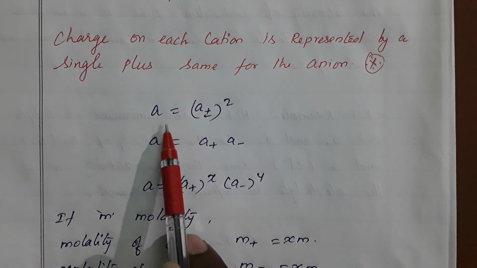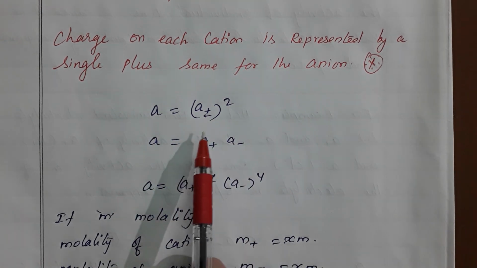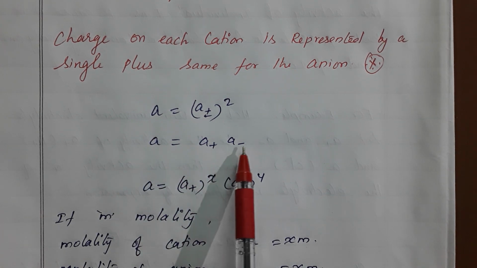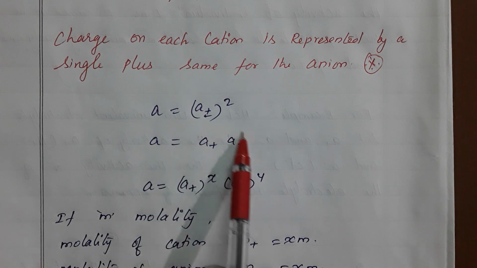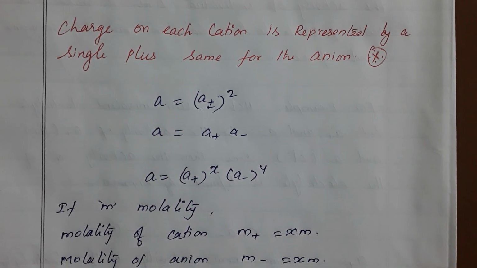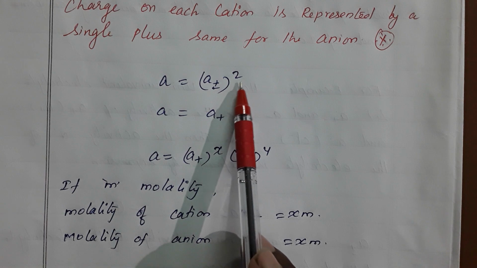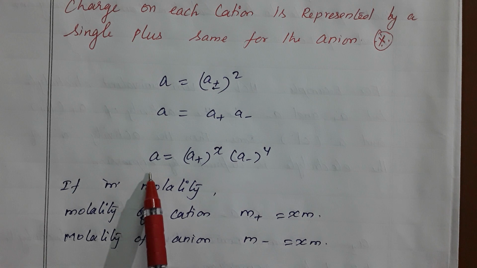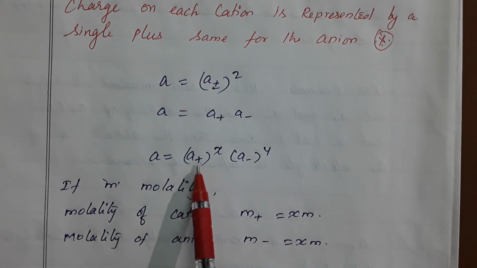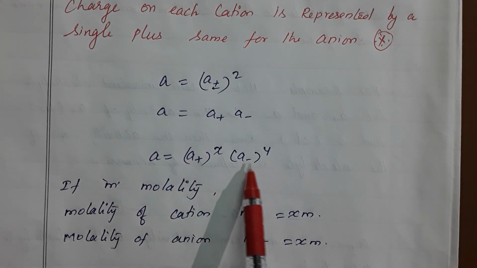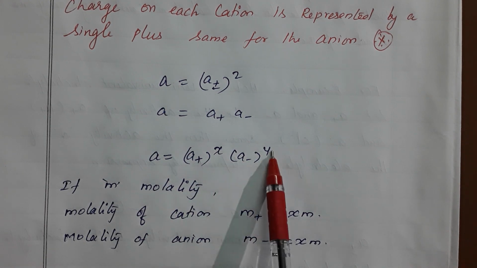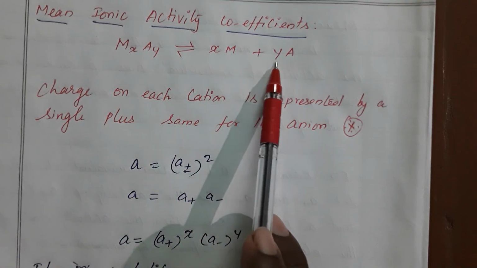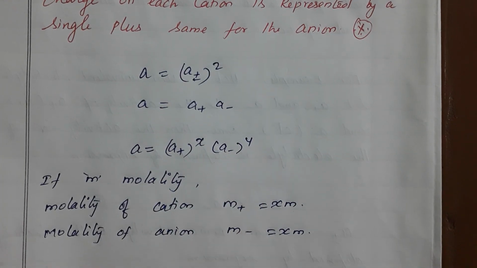For that, the activity is equal to a plus-minus squared, then a can be written individually as a plus and a minus. This is called the activities of the ions. The first one is the mean ionic activity, and this one is the activity. Further, a is equal to a plus to the power x times a minus to the power y. The powers x and y are the coefficients of the reaction; for this reaction the coefficients are x and y, that is why we take x and y.